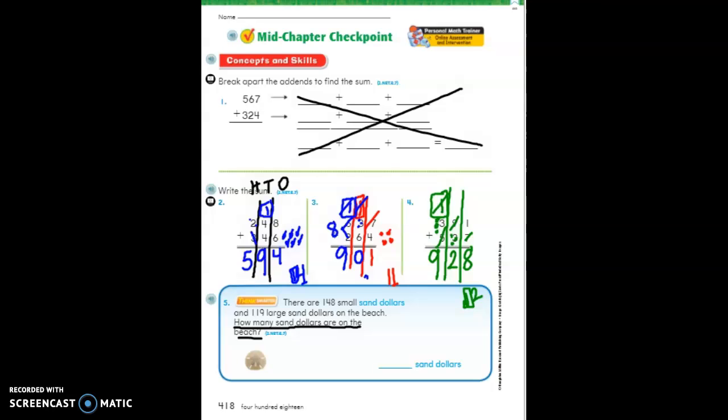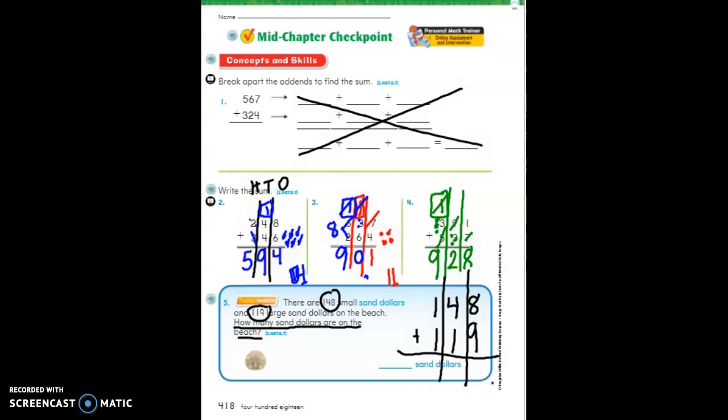How do I figure that out? Am I adding or subtracting? I am adding to figure out how many sand dollars altogether there are on the beach with the small and the large. So I need to write my problem off to the side and line my numbers up, and I need to add them up. So I'm just going to erase that. Let's see. My first number of small is 148, and my second number of large is 119. So I can add them up.